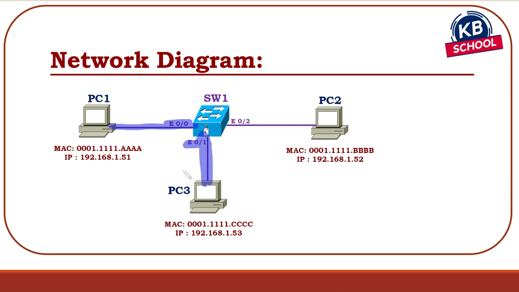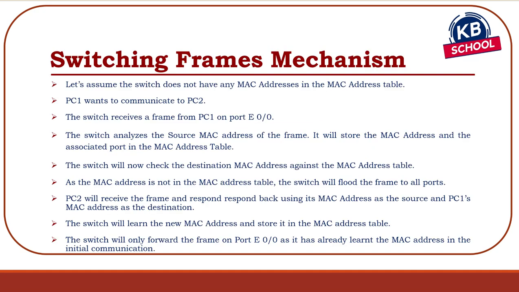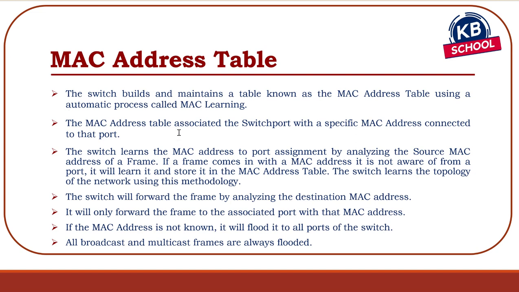So as soon as a frame is forwarded in, the switch looks at the source MAC, figures out that this MAC address is attached to this particular port. So it learns it, puts it in the MAC address table, and uses the MAC address table to forward traffic for future frames. So let's take a look at this process over here. I've documented that process for you guys here in the switching frame table, MAC address table actually first. The switch builds and maintains a table known as a MAC address table using an automatic process known as MAC learning. I just went through that.